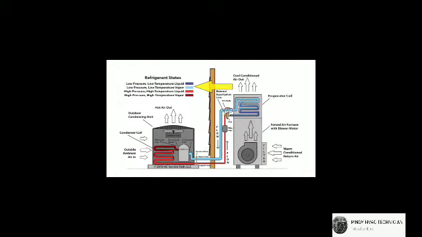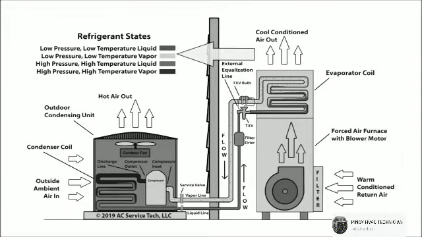So there's a color guide for each of the states that the refrigerant goes through during the refrigeration cycle. The refrigerant enters the vapor compressor as a low pressure, low temperature vapor. This can also be referred to as a gas. It exits the vapor compressor as a high pressure, high temperature vapor refrigerant that is superheated.